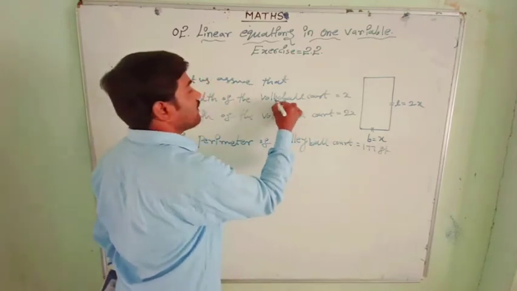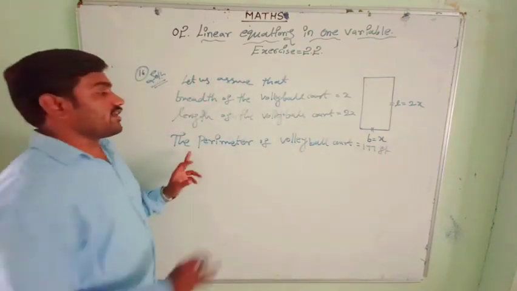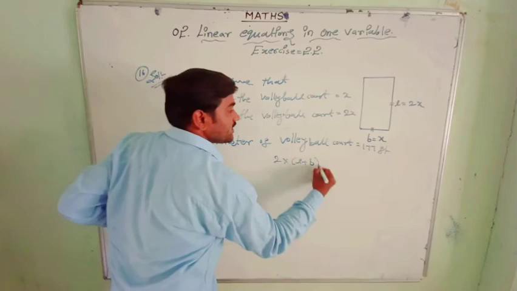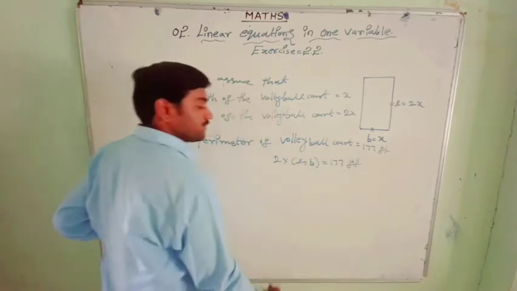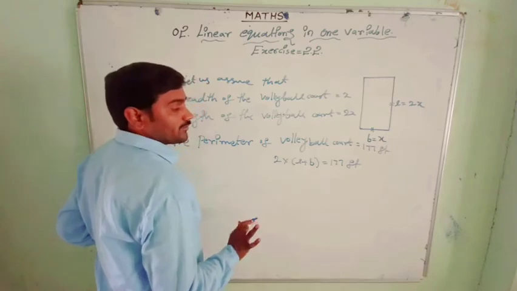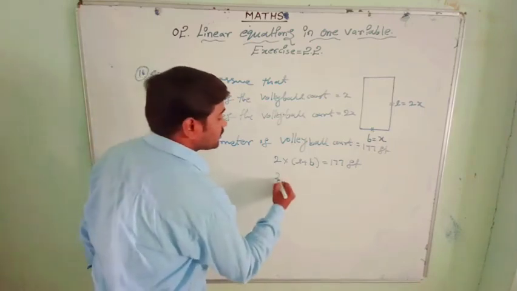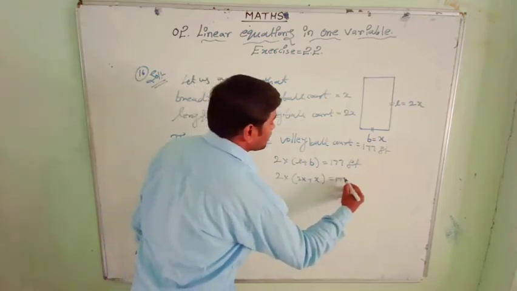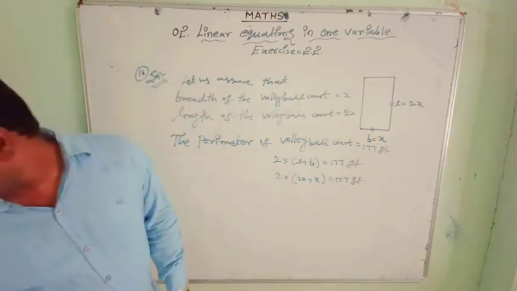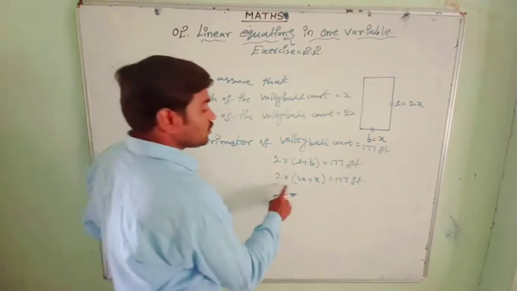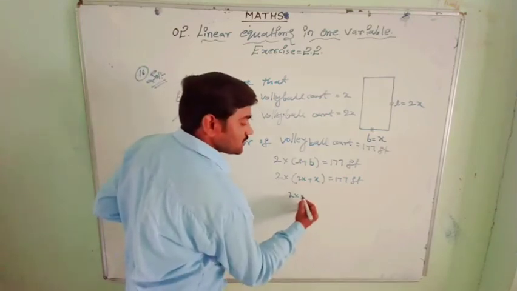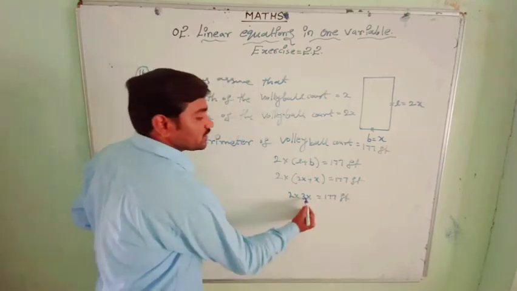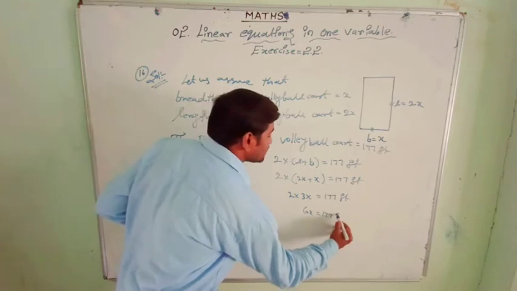Then what is the perimeter of the volleyball court? The volleyball court is in the form of a rectangle. So the perimeter of a rectangle is 2 into (L plus B), which equals 177 feet. So here we need to substitute the L value and B value: 2 into (2x plus x) equals 177 feet. Now 2 into 3x, that is 6x, equals 177 feet.